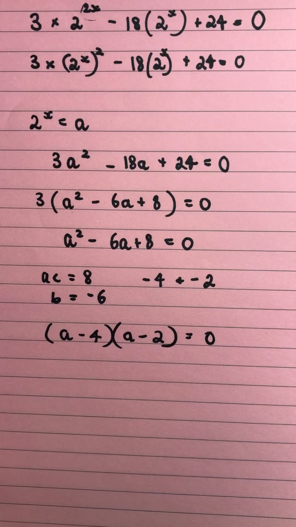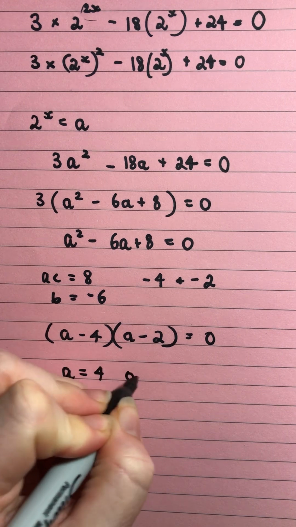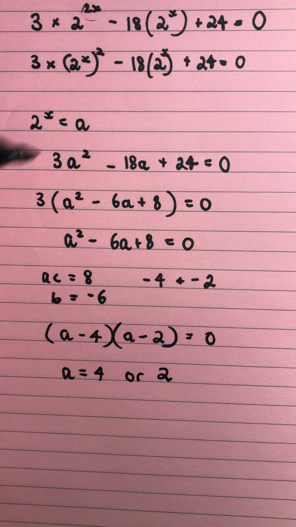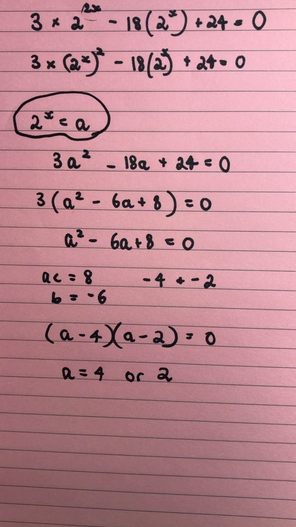Now, then I can solve that in terms of a. So I can say that a must be equal to 4 or 2. This is where I now go back up here and go, oh, I had a replacement for my a. So now I know that a is equal to 4.